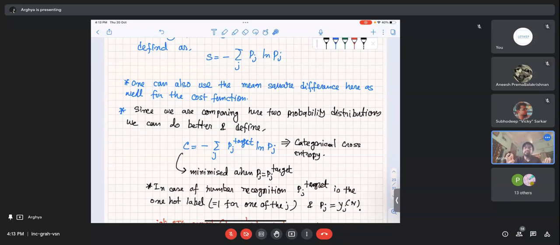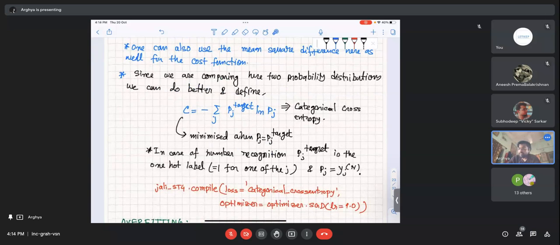You throw that in as the training set and say model.fit. While fitting, it will digitize the output in some way. If you say 5, it will make it 0, 0, 0, 0, 1, 0, 0, 0, 0, 0. That would be the output. If you use this cost function, you can see that it is minimized if p_j and p target are the same.